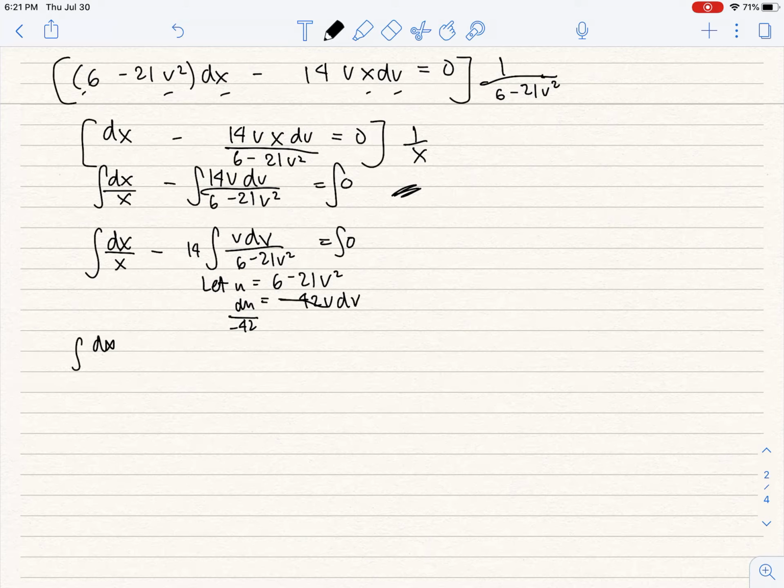So copy the dx over x minus 14 integral of v dv, which is du over negative 42. So this is negative 1 over 42 multiplied by du over, which is just u, is equal to the integral of 0. So this is ln x.